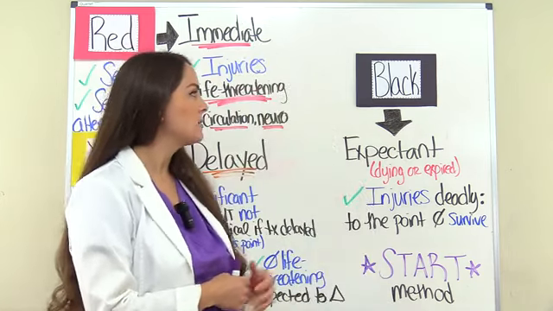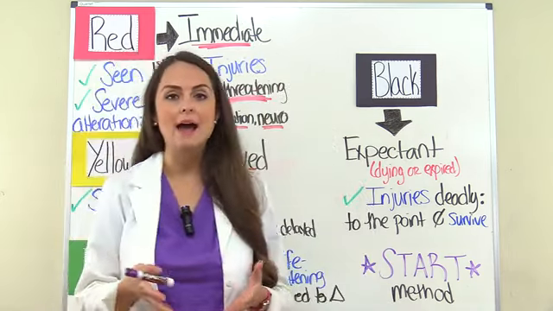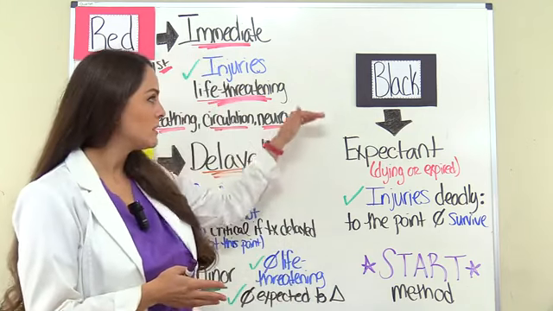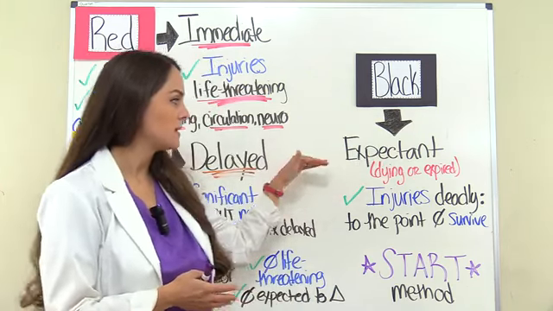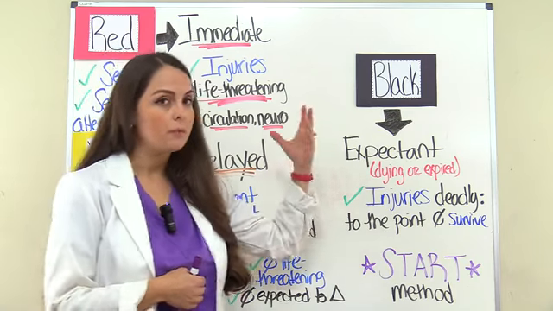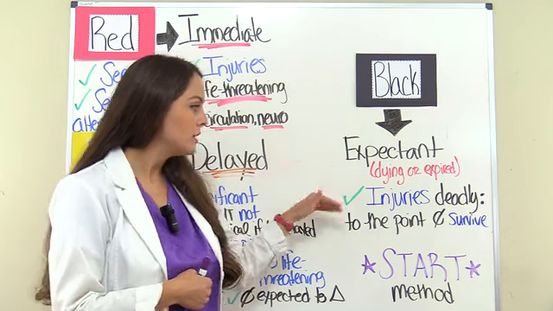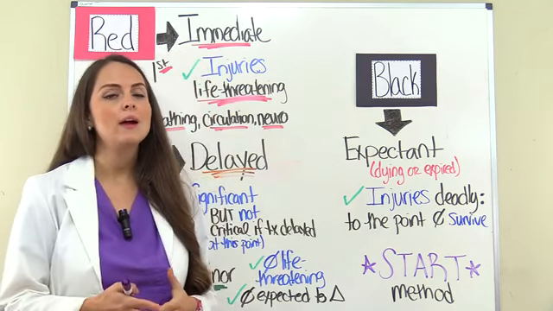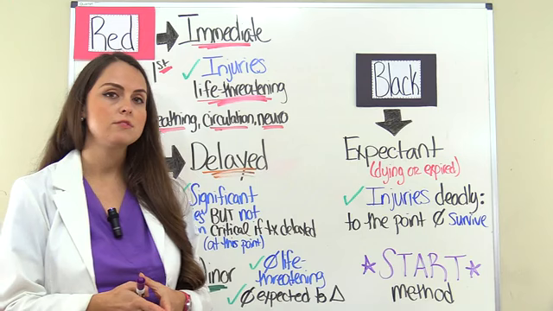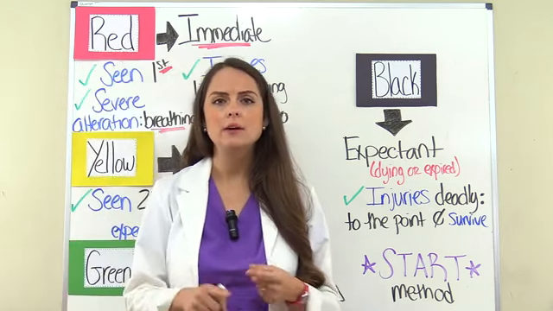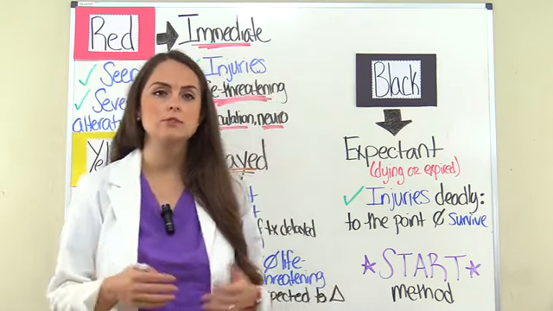And then lastly, we have the tag color black. And black, patients who are tagged this, we consider this expectant. So they are in the process of dying, or they have died. And their injuries are so deadly to the point that they're just not going to survive. So you have absence of that breathing, circulation, neuro/mental status.